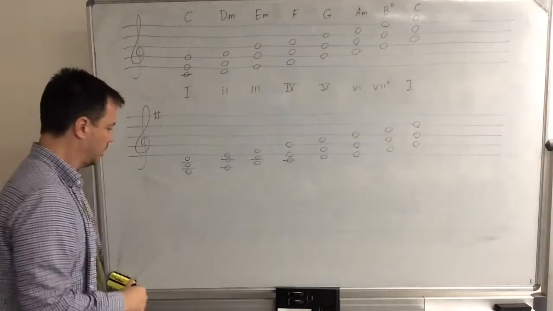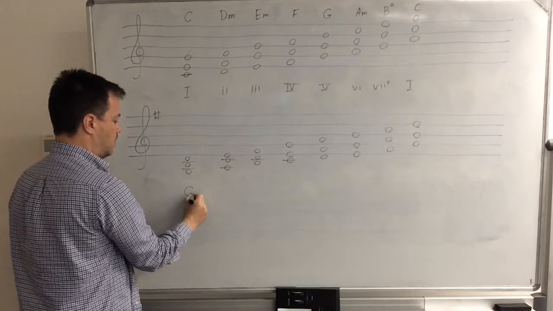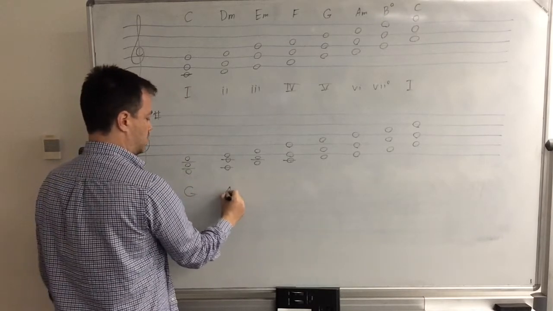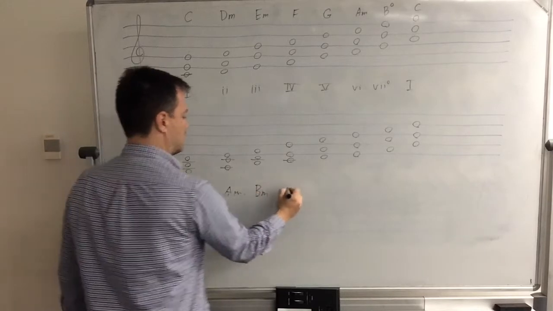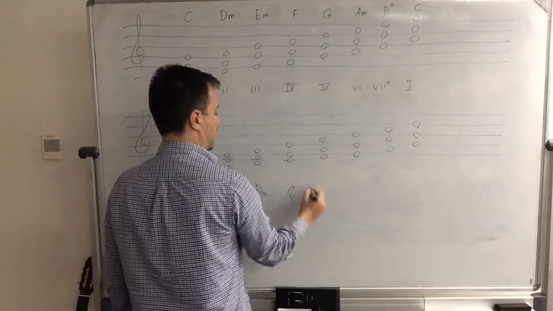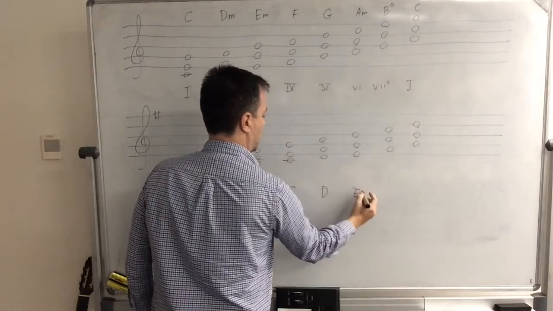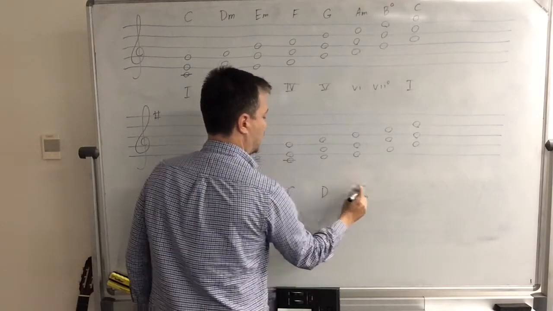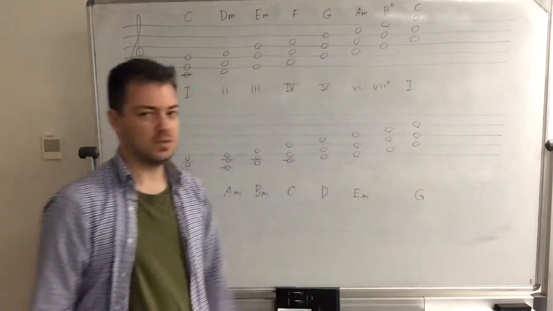So let's go through it. The first one, now we're in G major, is going to be G, A minor, B minor, C, okay, it's a major chord, D, E minor. I'm going to come back to the 7th one, and then we come back to G. I've skipped the 7th one.